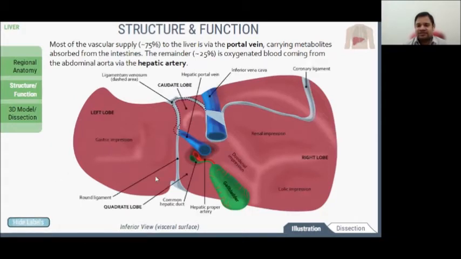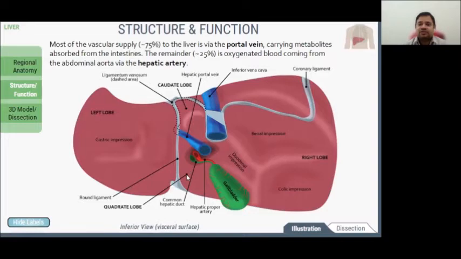Now, see the inferior surface. This is the most important part which we have to remember. First of all, certain impressions are there, impressions of the visceral organs, like the gastric impression on the left lobe. Then you can see the colic impression, duodenal impression, and renal impression. That's why this area is also called the visceral surface. Next, you can see the left lobe, right lobe, and the round ligament, which is shown clearly here.